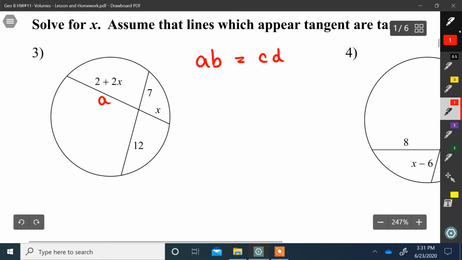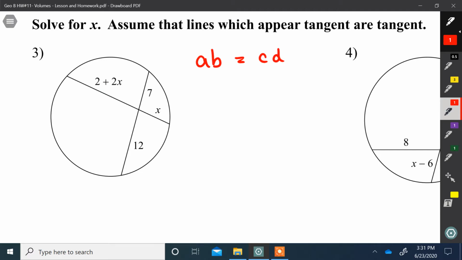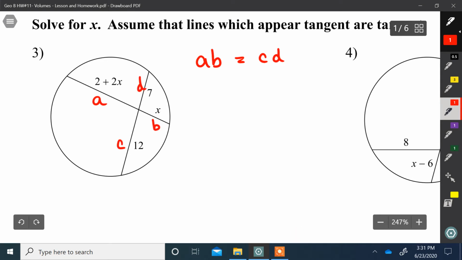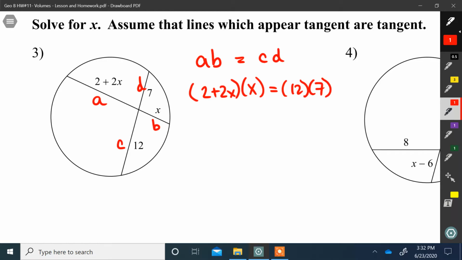What you cannot do is say, if this is A, then this is going to be C. No, that's wrong. If you look at the formula sheet, that's just not the way it's set up. So if this is A, this will be B, and if this is C, this will be D. So A will be 2 plus 2x, times B, which is x, is equal to 12 times 7. All right, so let's get this done.